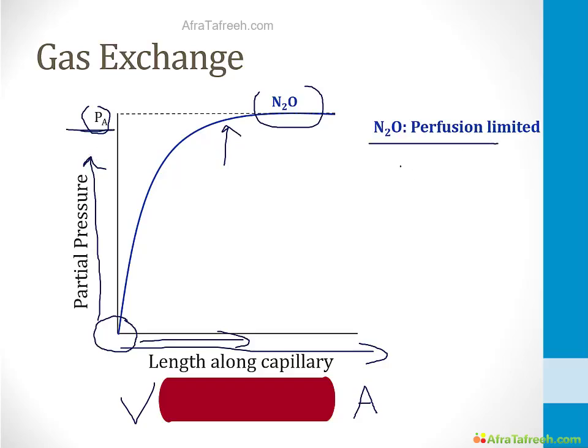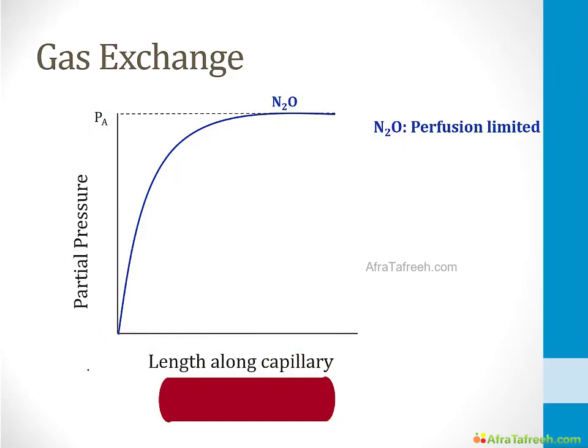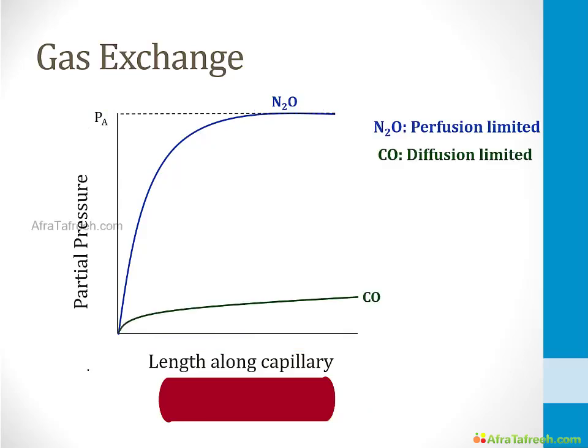And nitrous oxide is the classic example of a perfusion limited gas. And you can establish this experimentally by looking at how quickly the concentration rises as blood flows through a capillary. If we were to do the same experiment, but instead of nitrous oxide, we administered carbon monoxide, we would find a curve that looks like this.